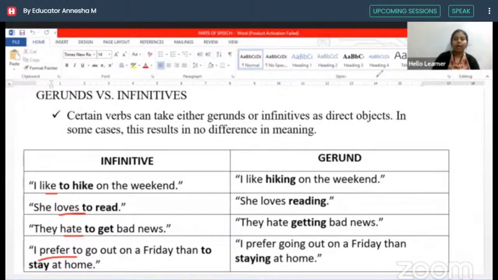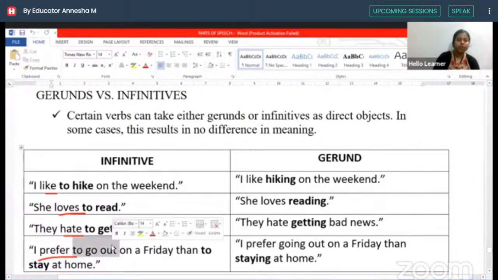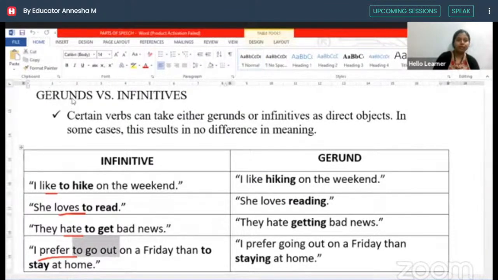Okay, and next is I prefer to go out on a Friday than to stay at home. Again, यहाँ पे दो है actually. There are two gerunds and infinitives that are being changed. To go out is also an infinitive, right? And उसी का हम gerund बना रहे हैं, going out. This is what kind of verb? Yes, anyone? What kind of verb is this? No one. Phrasal verb, right?